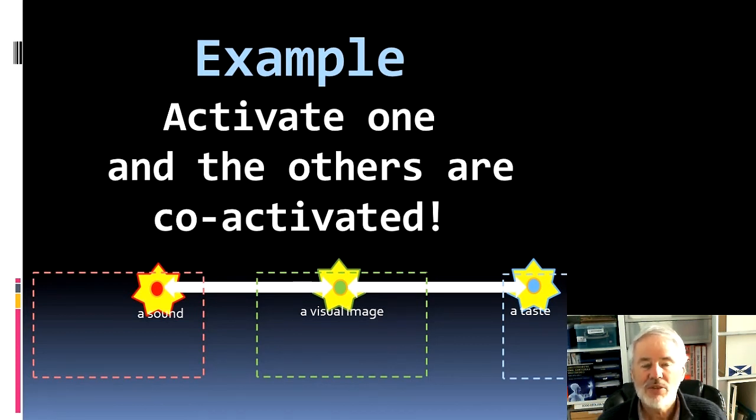So if we go back to our view of an apple, if we see an apple, we may have a strong visual image in our heads, but at the same time the sound of a crunch as you bite through an apple and the taste of an apple will also be activated. And in that way, of course, when you see an apple and you're particularly hungry, then of course you might start salivating.